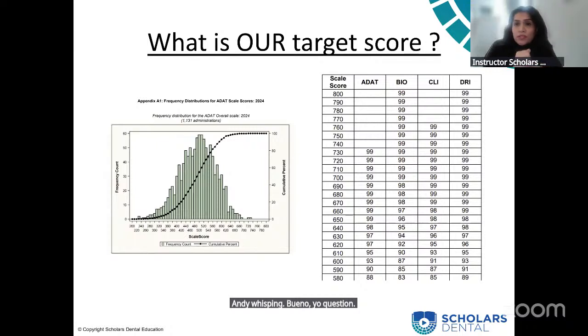Now, the other important question which we usually get from all the students, I'm trying to tackle all the questions I'm getting from students, is: what is our target score? I want to discuss how the scoring has changed over time, right? If you talk about percentile, around 590 is about the 90th percentile. That is a total ADAT scale score of 590. It is usually on a scale of 10. Everything is going in a scale of 10.